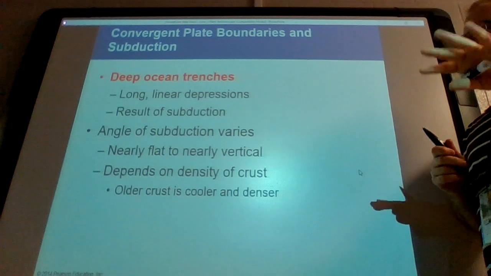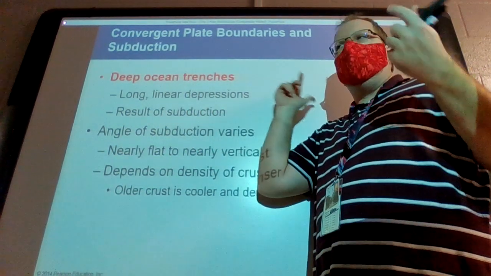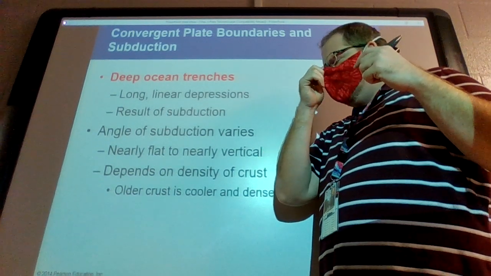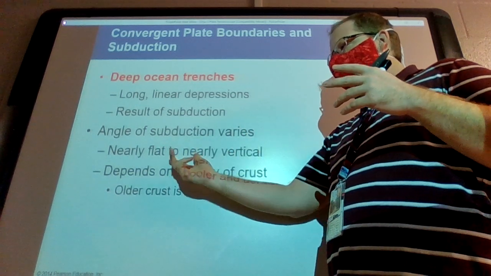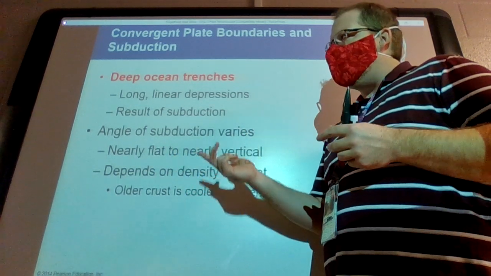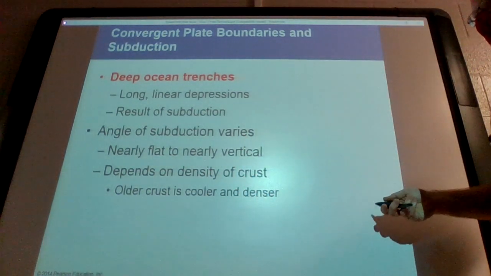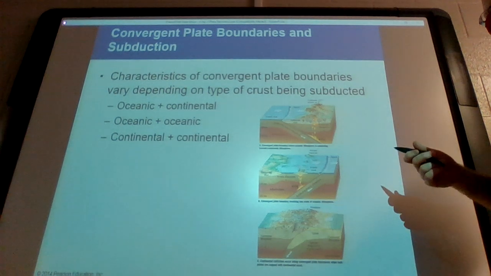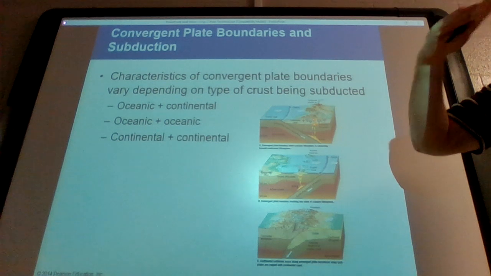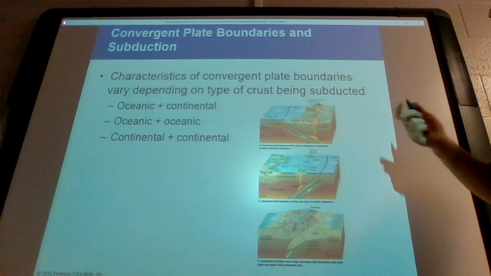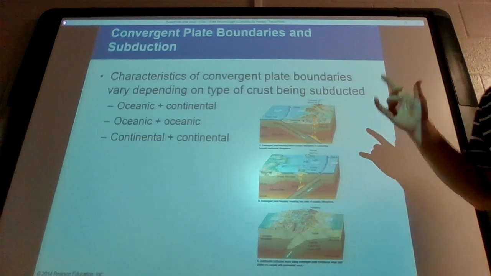So let's see. Your deep ocean trenches are a result of subduction. You can see that they're long and linear from the image we just saw on Google Earth. The angle of subduction varies. It depends on whether it's very flat or very deep as to how deep your ocean trench is going to be, which also depends on the crust. If you have very dense oceanic crust, it's probably going to be a little bit deeper. If it's not dense and it's kind of going against another oceanic crust, maybe it's a little bit shallow. These pictures aren't super big, so I will actually draw it on the board real quick.